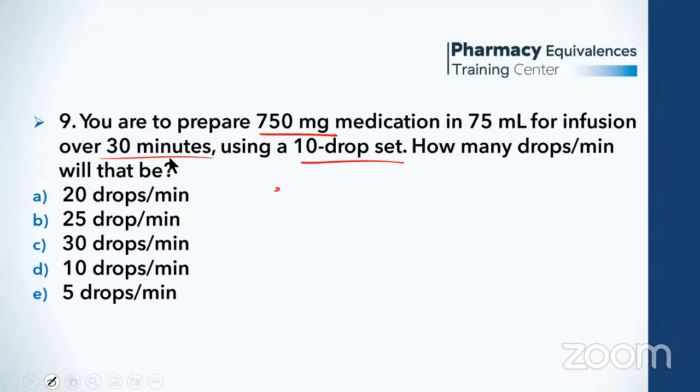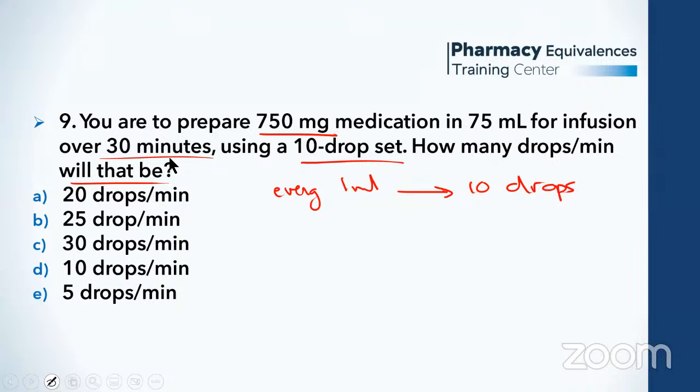This means that every 1 milliliter is 10 drops. So every 10 drops will give you 1 milliliter. How many drops per minute will that be? Let us see the dose in milliliters to know how many drops, so we should calculate how many milliliters are injected per minute.